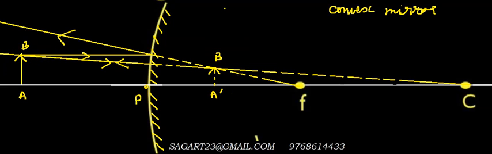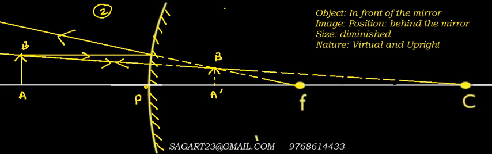So this is the second diagram for convex mirror. The object is placed anywhere in front of the mirror, and the image is formed behind the mirror. It's a virtual image. You can see that it is smaller in size. So here are the characteristics of that image. These are the two diagrams for convex mirror along with the 6 diagrams for concave mirror. Do practice them well. Thank you.